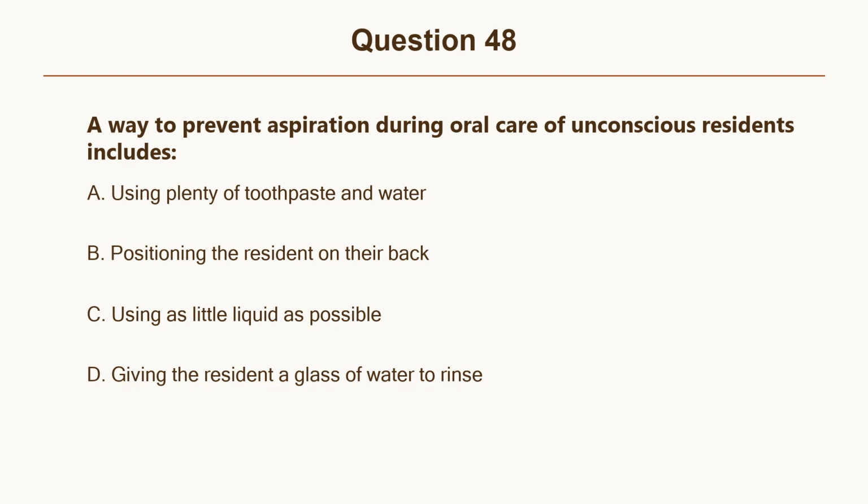Question 48. A way to prevent aspiration during oral care of unconscious residents includes option A. Using plenty of toothpaste and water. Option B. Positioning the resident on their back. Option C. Using as little liquid as possible. Option D. Giving the resident a glass of water to rinse. The correct answer is option C. Using as little liquid as possible.